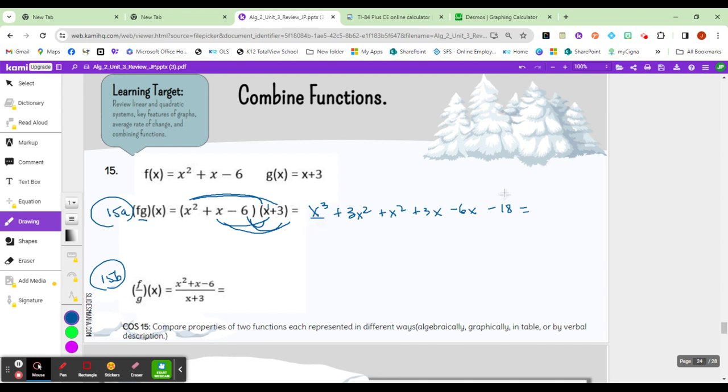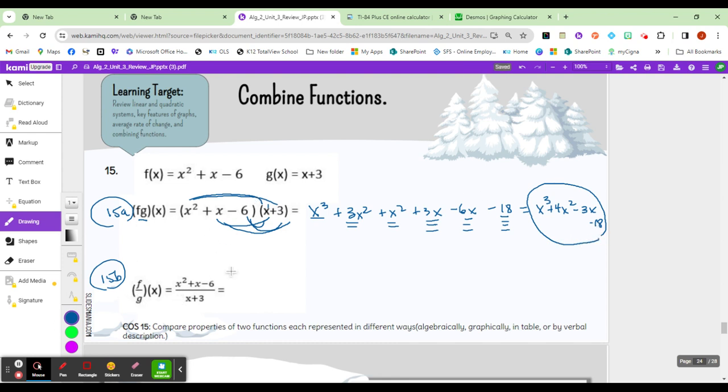We only have 1x cubed, so we'll bring that over. We have 3x squared and x squared, so they're going to combine to be 4x squared. We have a 3x and a negative 6x. That's going to combine to be negative 3x. And then we have this negative 18 that's all by itself, so we'll just bring it down as minus 18.